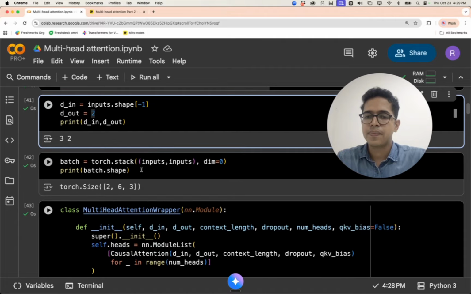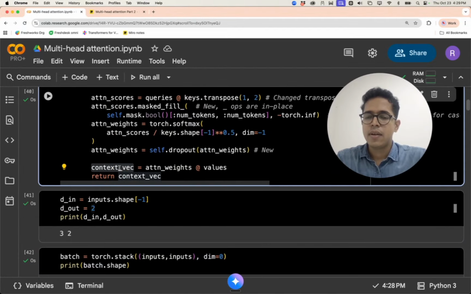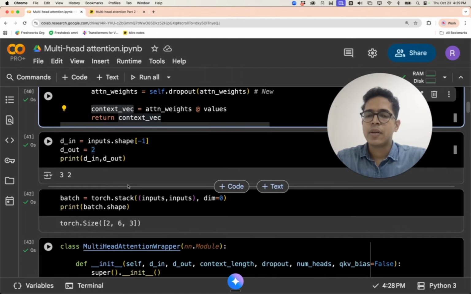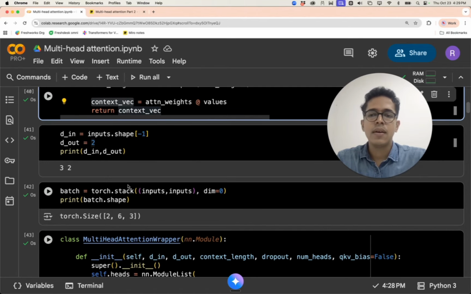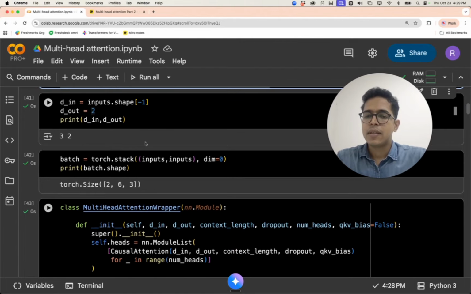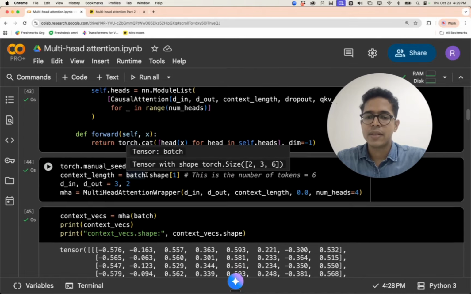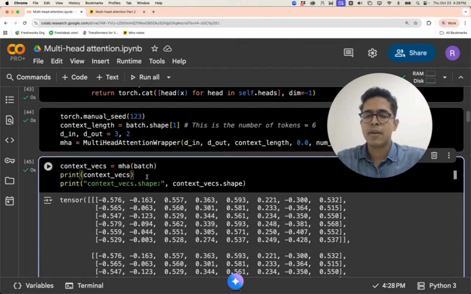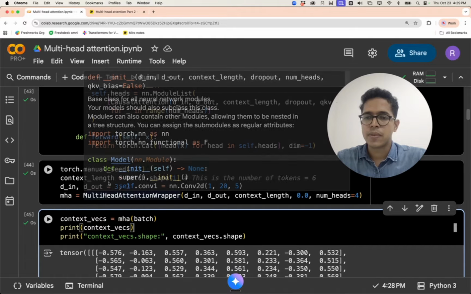We had a context vector whose dimension was depending on the number of tokens and the output dimension, correct? So now let's just quickly run the code. I'm pretty sure this is fairly straightforward because we have already covered this in the last lecture. But let's just go through this.